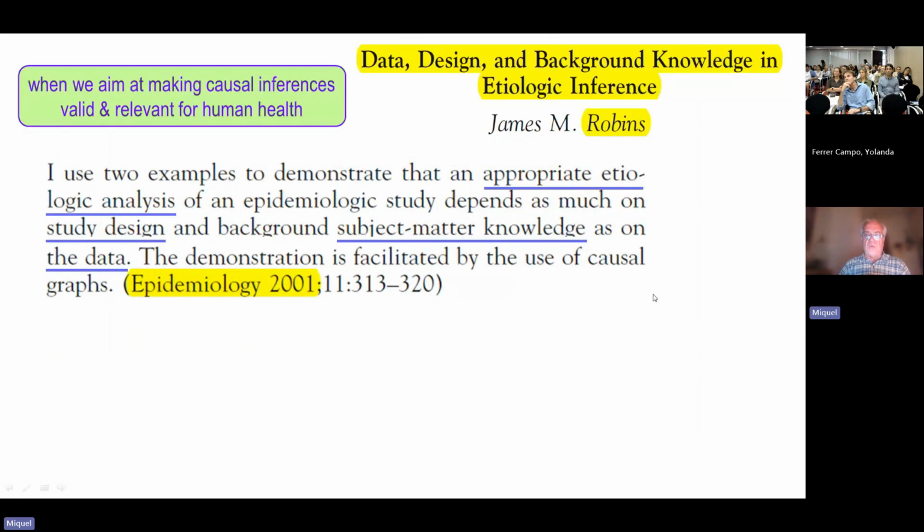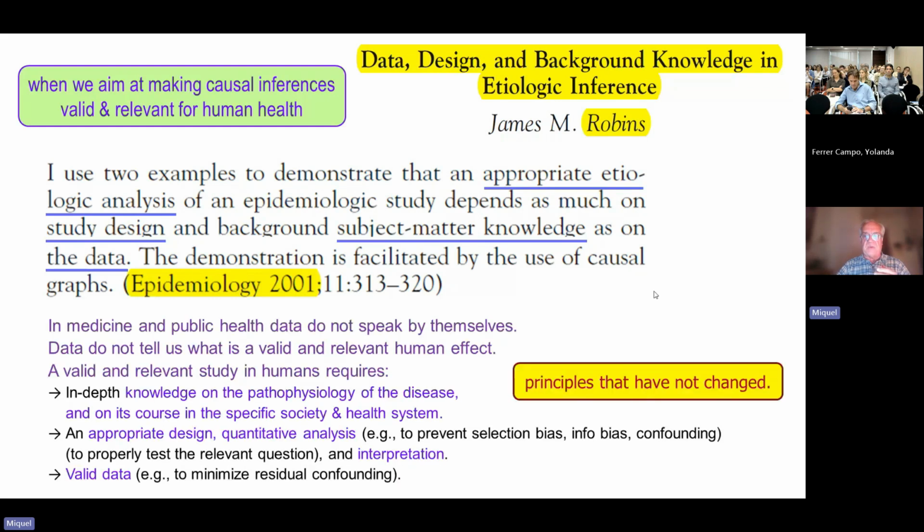What I also want to use from Jamie is the idea that to make relevant and valid etiologic causal analysis, we need to pay attention to the study design and conception and conduct and analysis and interpretation. We need to use subject matter knowledge, and we need valid data. These are principles that have not changed, okay? We need clinicians with an in-depth knowledge of the pathophysiology of the disease, and who know well its clinical course in the specific society and health system, etc.